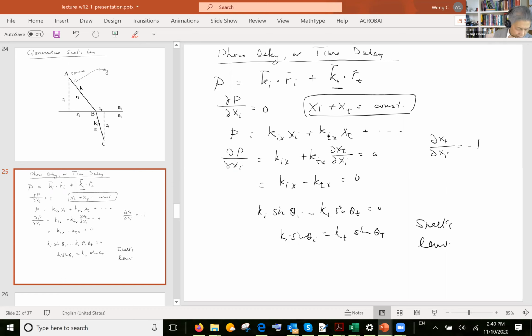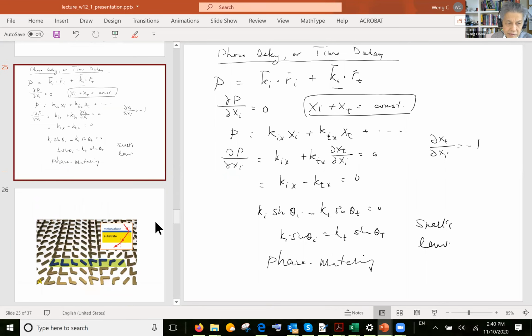Okay, Neal's law. Of course, Neal actually derived this using phase matching, not by applying Fermat's principle. Any question on Neal's law using Fermat's principle? If not, then we can move on to doing something rather interesting.